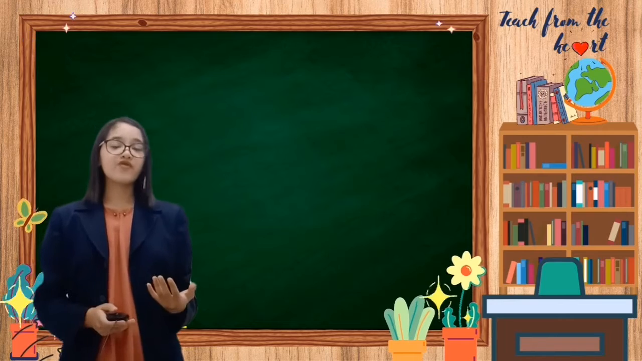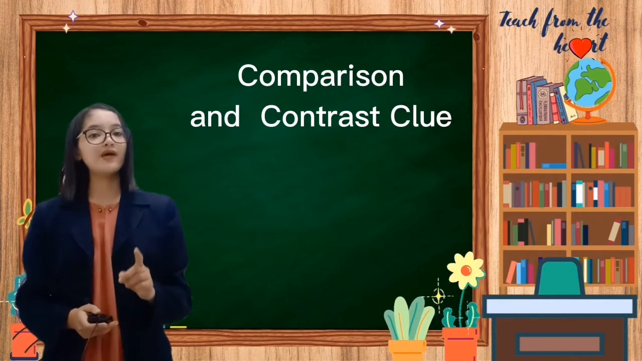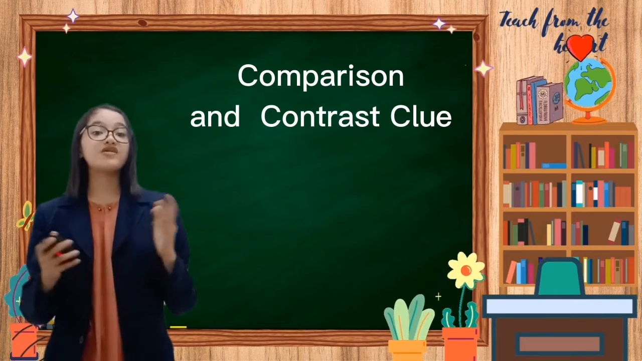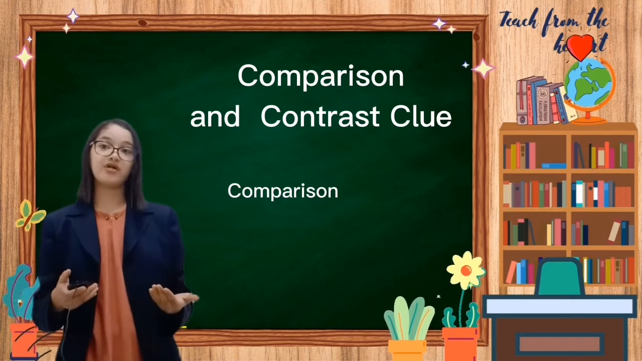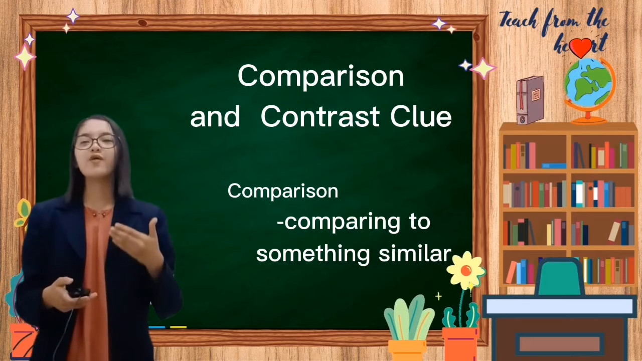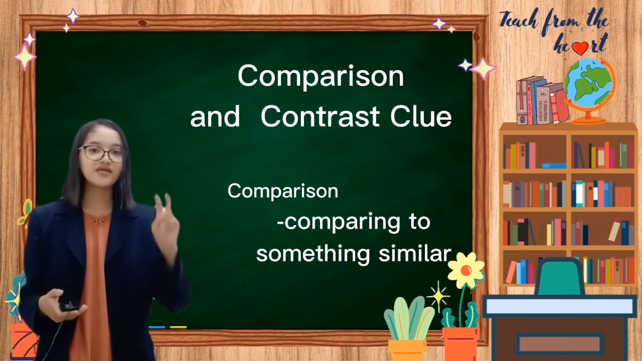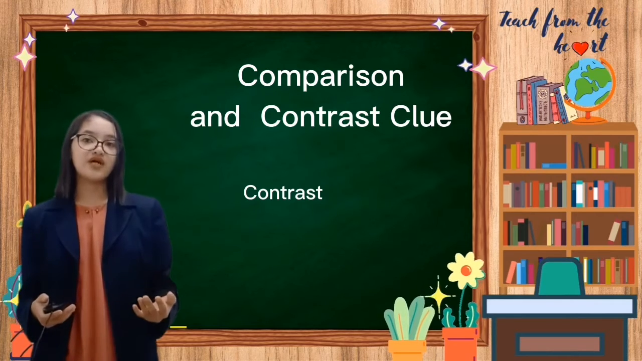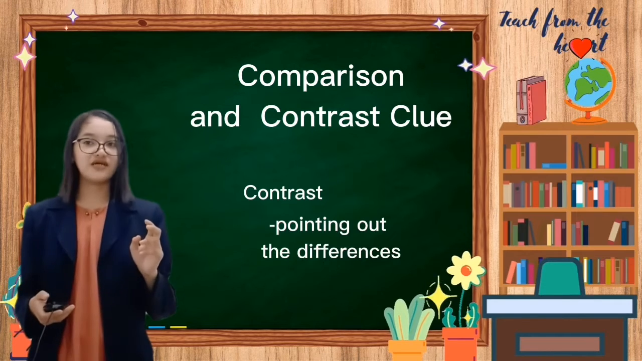Now, another type of clue is the comparison and contrast clue. Take note that comparison and contrast are the total opposite of each other. How? Because when we say comparison, the writer suggests the meaning of an unknown word by comparing it to something similar. Take note of the words something similar. And when we say contrast, the writer suggests the meaning of an unknown word by pointing out the differences.